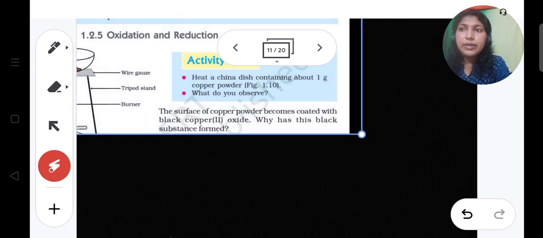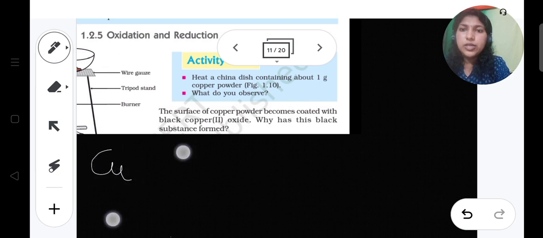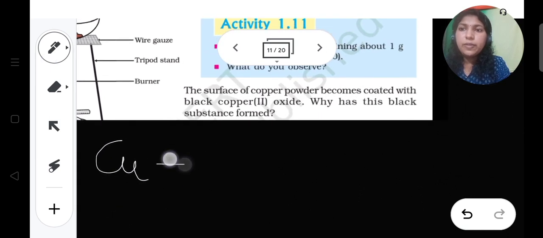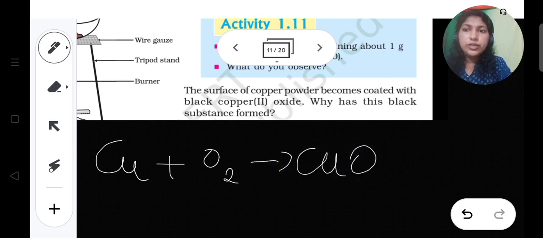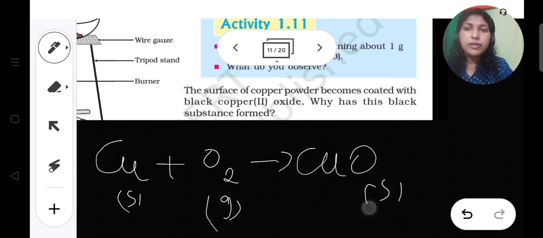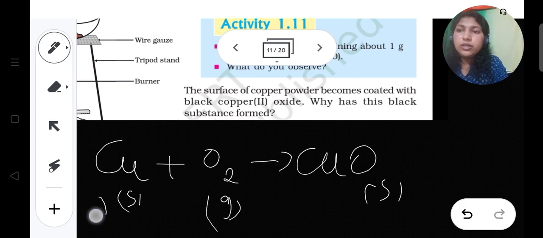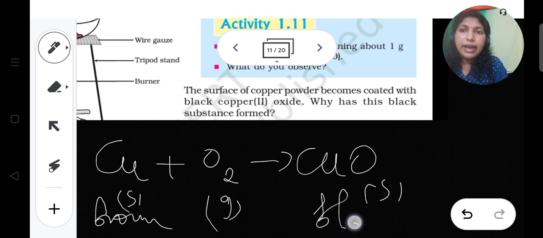So we can write the chemical equation. Copper is Cu, right? Cu reacts with oxygen to form copper oxide, CuO. Copper is in solid state and oxygen is in gaseous state. What about copper oxide? This is also in solid state. Copper is brown, and the brown color changes to black. That black substance obtained is copper oxide.